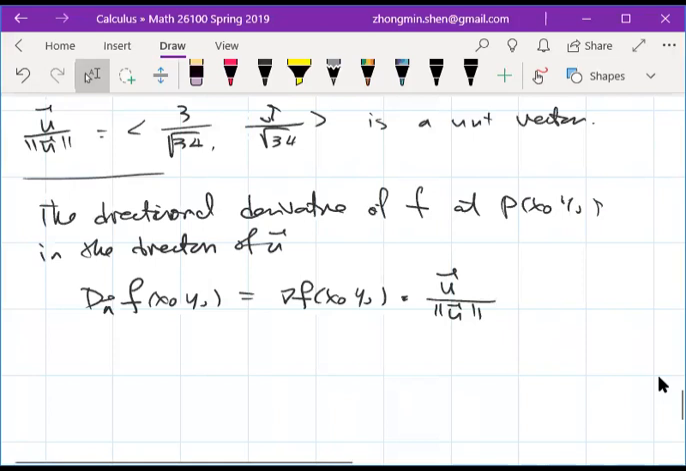Sometimes it's not very clear, if you are given a problem, whether you have to normalize or not. Like problem number 12: in the direction of the vector v, find the directional derivative. I think in the direction of vector v means the unit vector.